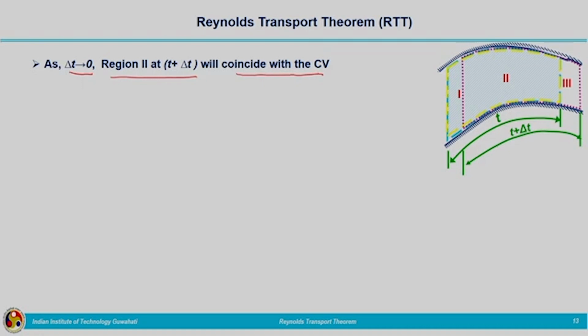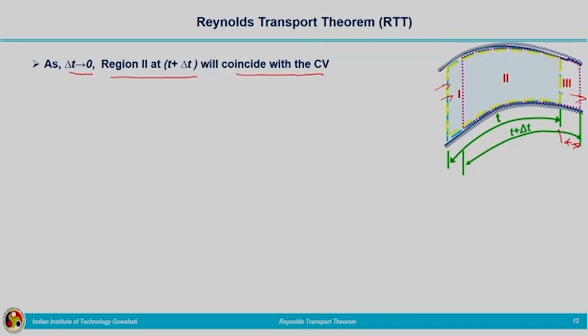See, initially we were having region 1 and 2: this is the region where the fluid is entering and this is the region where it is leaving. So when delta t is tending to 0, what will happen? This pink region will be coinciding with the yellow. When delta t tends to 0, this will be coinciding with the control volume.